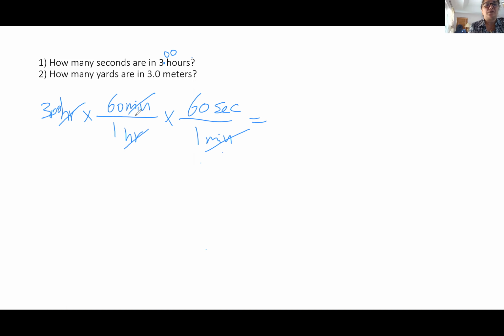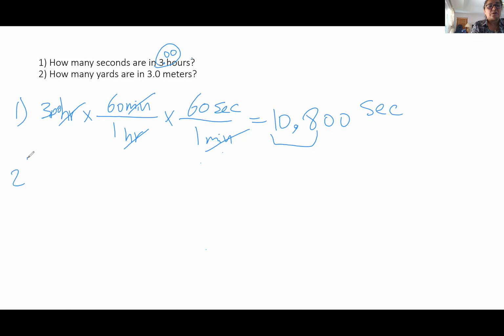And you are going to do the multiplication. It is 3 times 3,600, and that is 10,800. Okay, we started with 3 significant figures. We have 3 significant figures, so we don't have to do anything. That's just a comma, and that is the number of seconds.